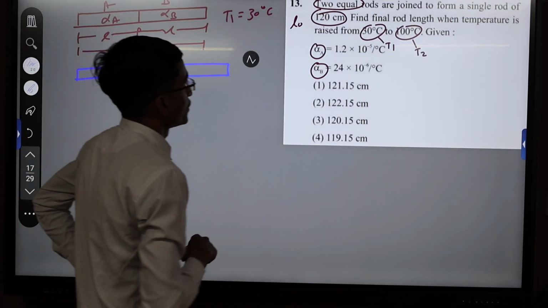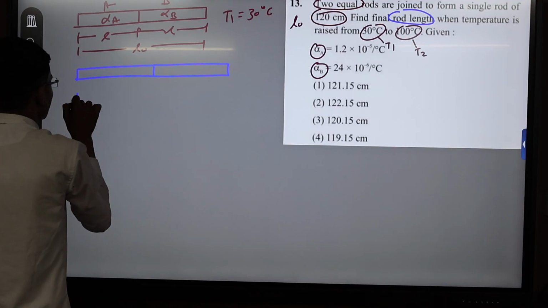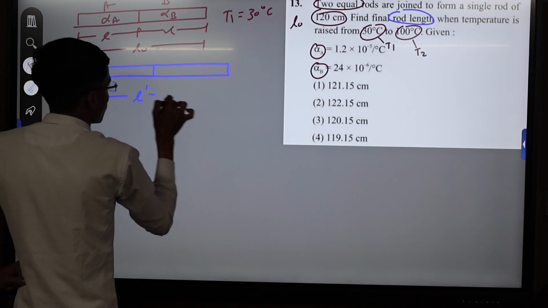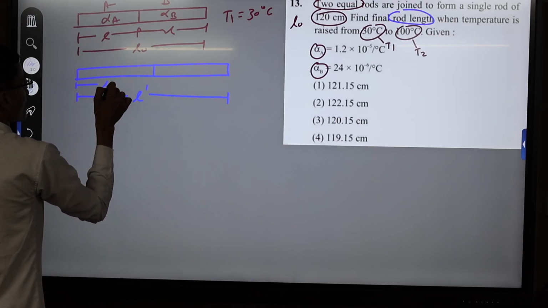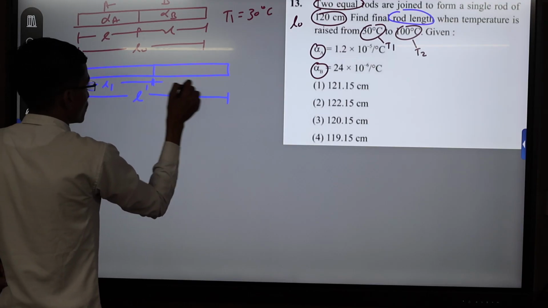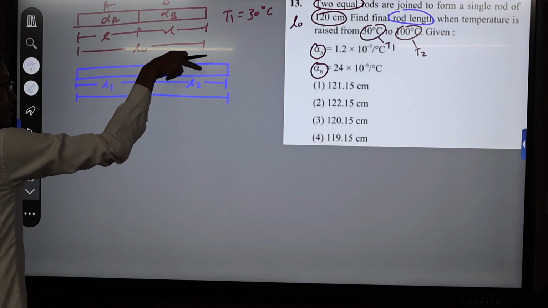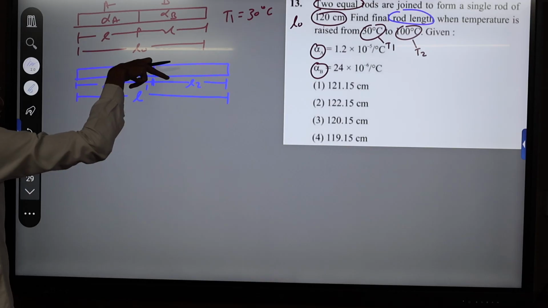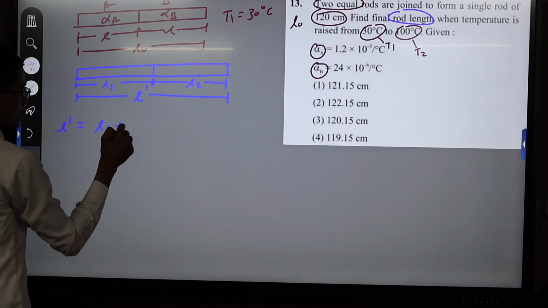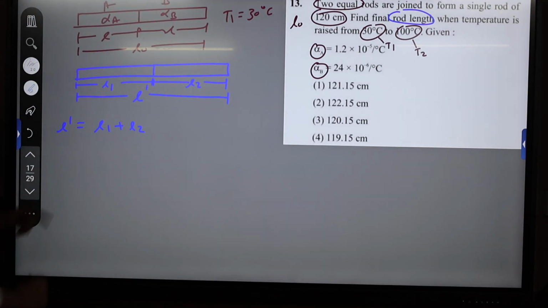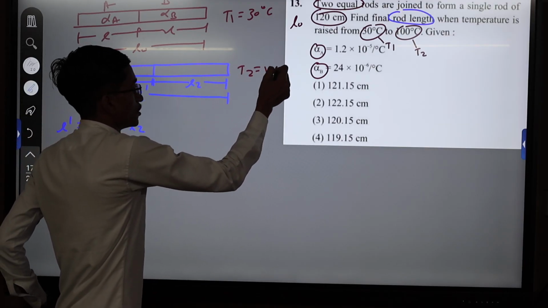So we have to find the final rod length. Let us say this is the final length of rod, L dash. So L dash will be the final length of rod 1 plus the final length of rod 2. After summation of both, we will get the final length L dash. So L dash will be L1 plus L2. Here L1 and L2 are at temperature T2, and T2 is 100 degrees Celsius.